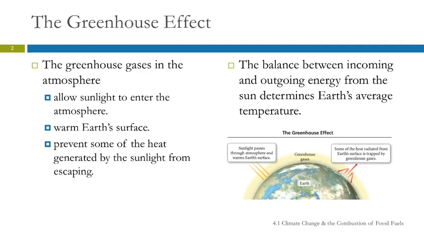So the greenhouse effect is that our atmosphere acts like a greenhouse and keeps our planet warm. Energy from the sun comes through the atmosphere, warms the surface, and then some of the heat that gets radiated off gets trapped by the greenhouse gases. So the greenhouse effect is critical for our survival. But we have to have a balance, right? If we've got too much greenhouse effect, then the planet's going to get too warm. Not enough, and it's going to be too cold.